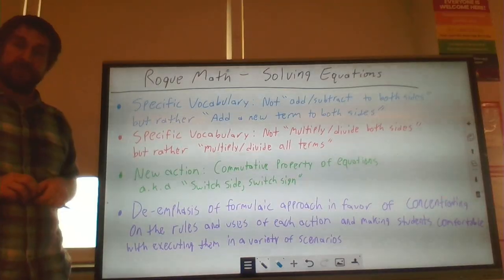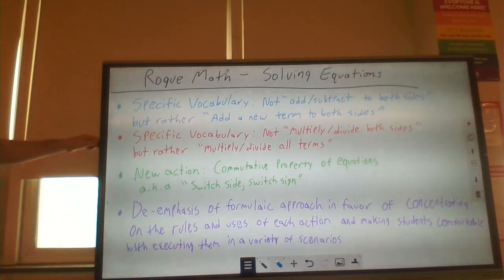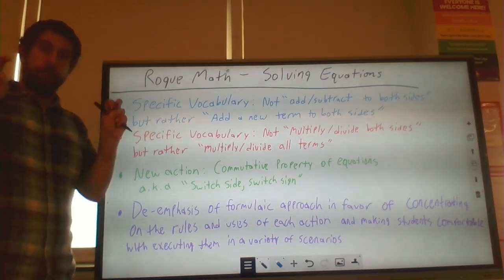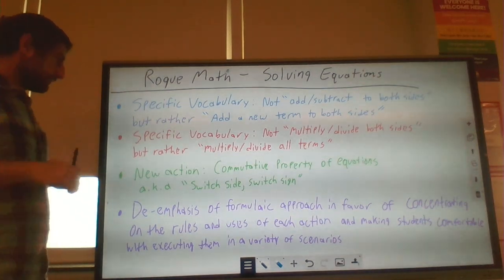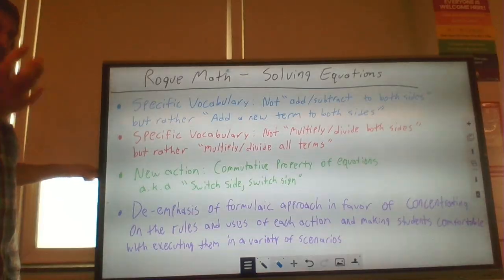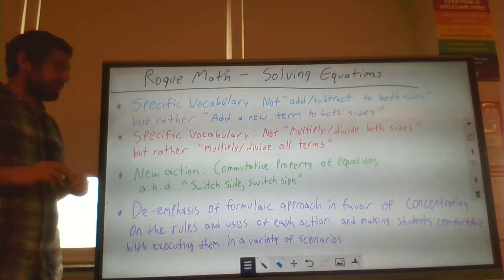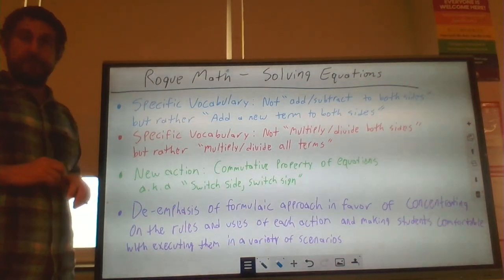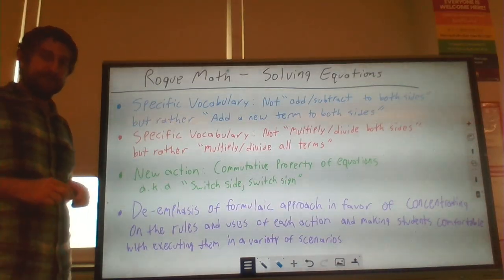And then the other specific vocabulary has to do with the multiplying and dividing. Instead of saying multiply and divide both sides, I say multiply and divide all terms. I also included a brand new action to add to the list of possible manipulative actions. This action I call the commutative property of equations, which makes it fit right in with the addition property of equations and the multiplication property of equations.